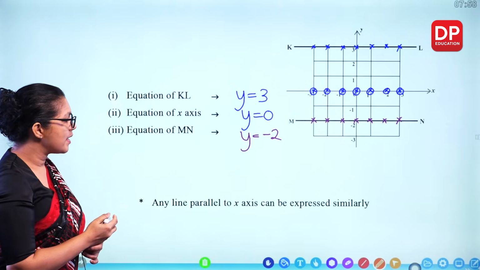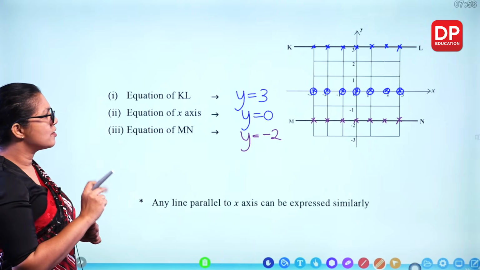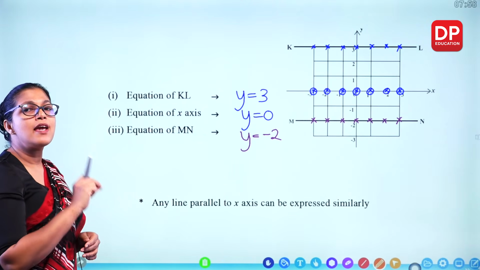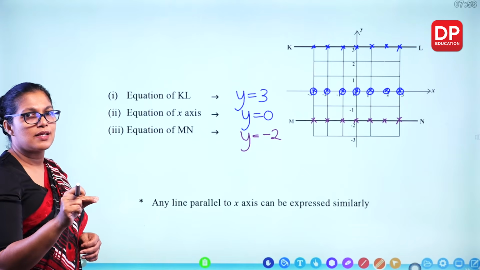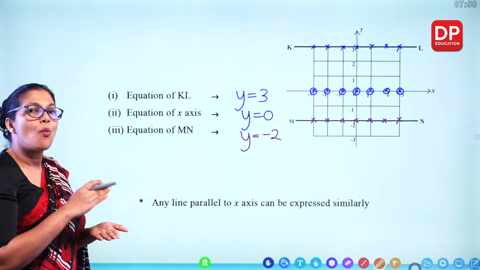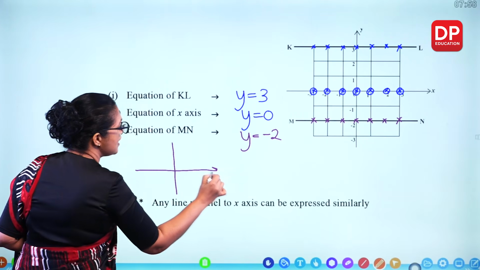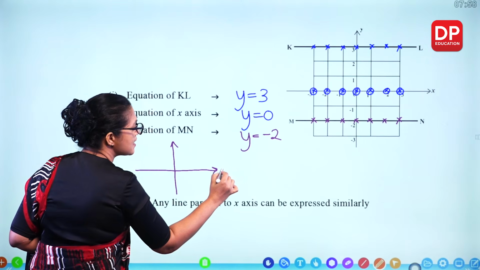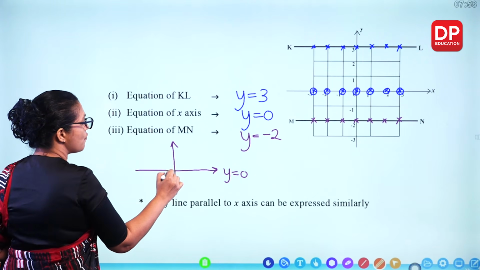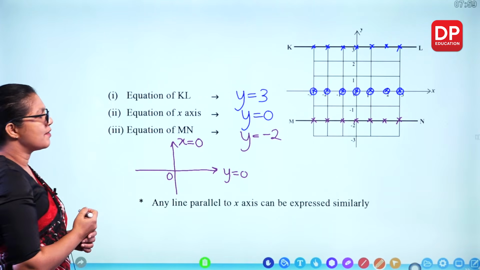Any line parallel to the x-axis can be expressed similarly. So we learn 2 things now. If it's vertical, the equation is x equals. If it's horizontal, you get the equation as y equals. And remember, what's the equation of the x-axis? Y equals 0. What's the equation of the y-axis? X equals 0.